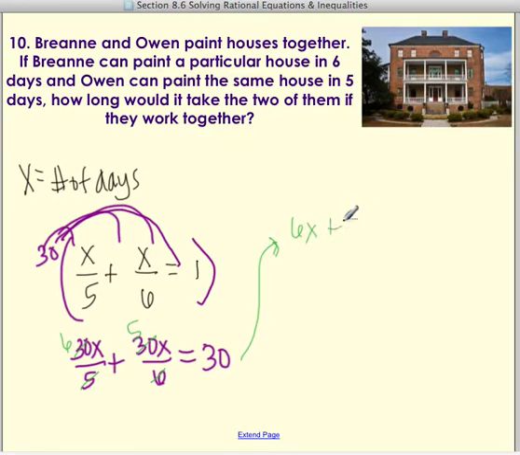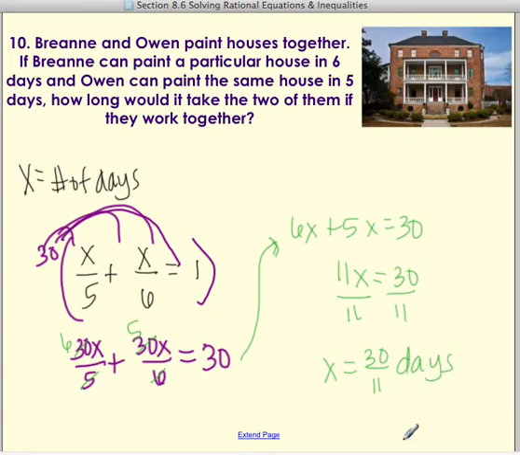So what I have is 6x plus 5x equals 30. I add those, I have 11x is equal to 30. Divide by 11. So x is equal to 30 out of 11. And this is representing the number of days. Let's figure out how many days this is. How many times does 11 go into 30? 2. And my remainder, if I have 22 to 30, would be 8 out of 11. So it's going to take 2 and 8/11 days. So almost 3 full days for them to complete the house together.